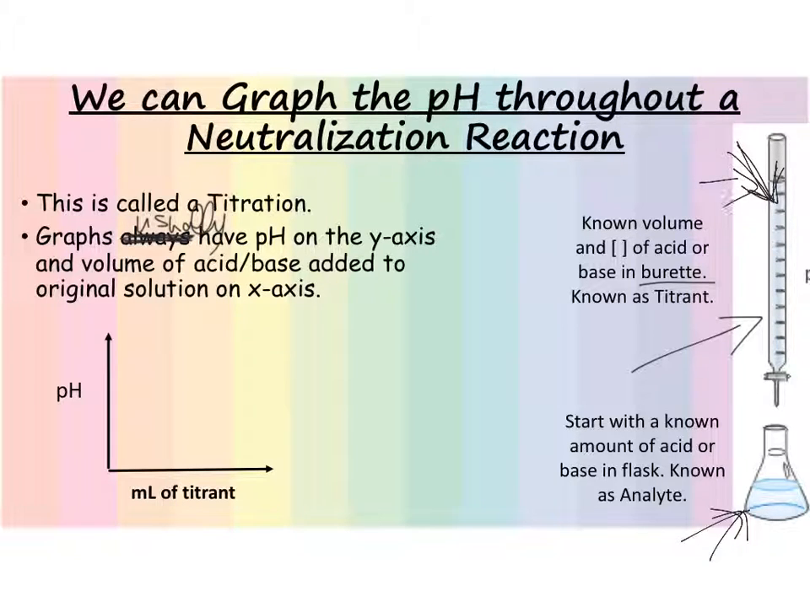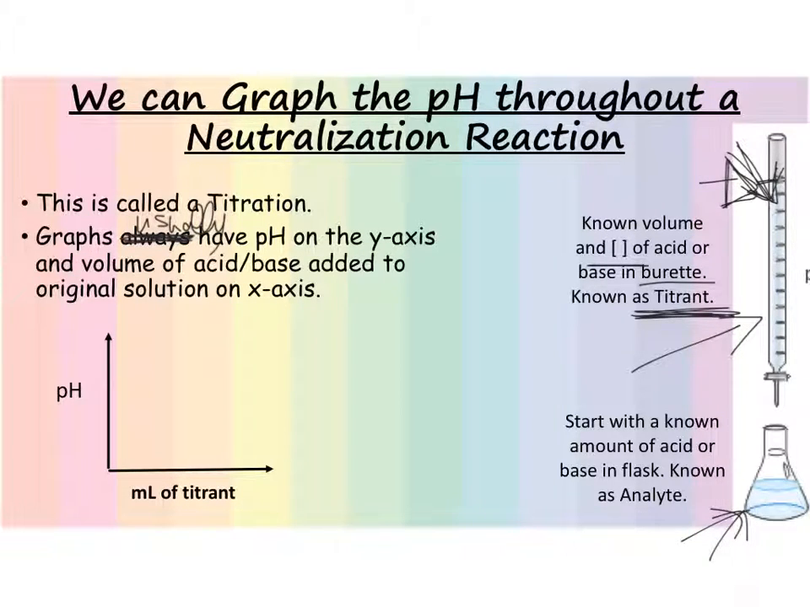We're going to have a known volume that we're going to read. There's volume markings on this thing. And then we also are going to have a known concentration of whatever is in our burette. We call this the titrant. That's what we are titrating with.